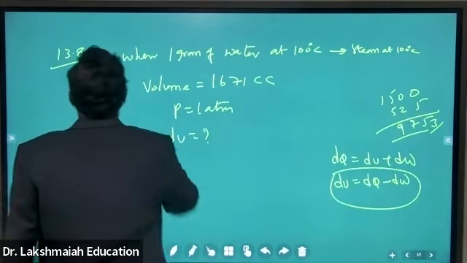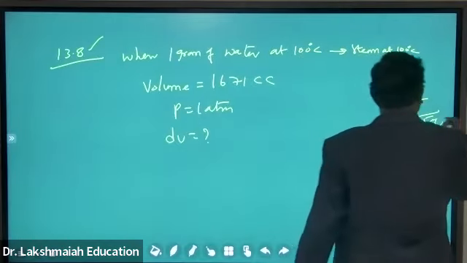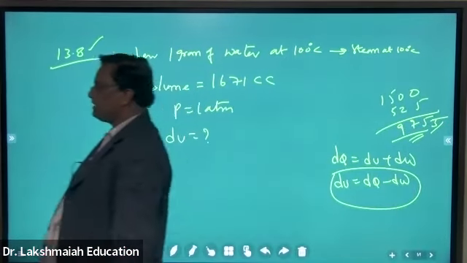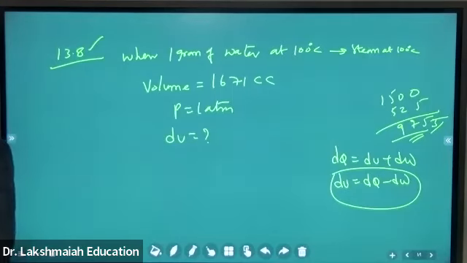Okay, do this problem. 13.8. Yogita is a good girl here. She identified it. That is, the answer is 975. In the textbook, in the material, they did the mistake. Okay, do this one.